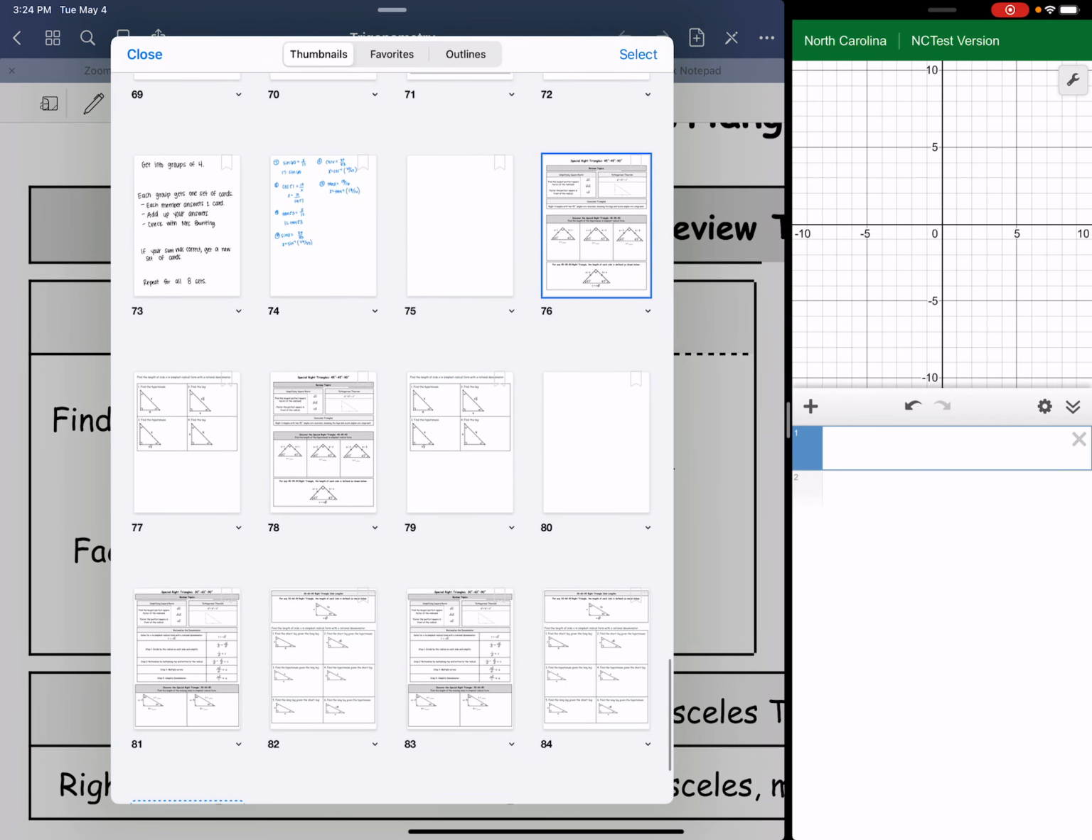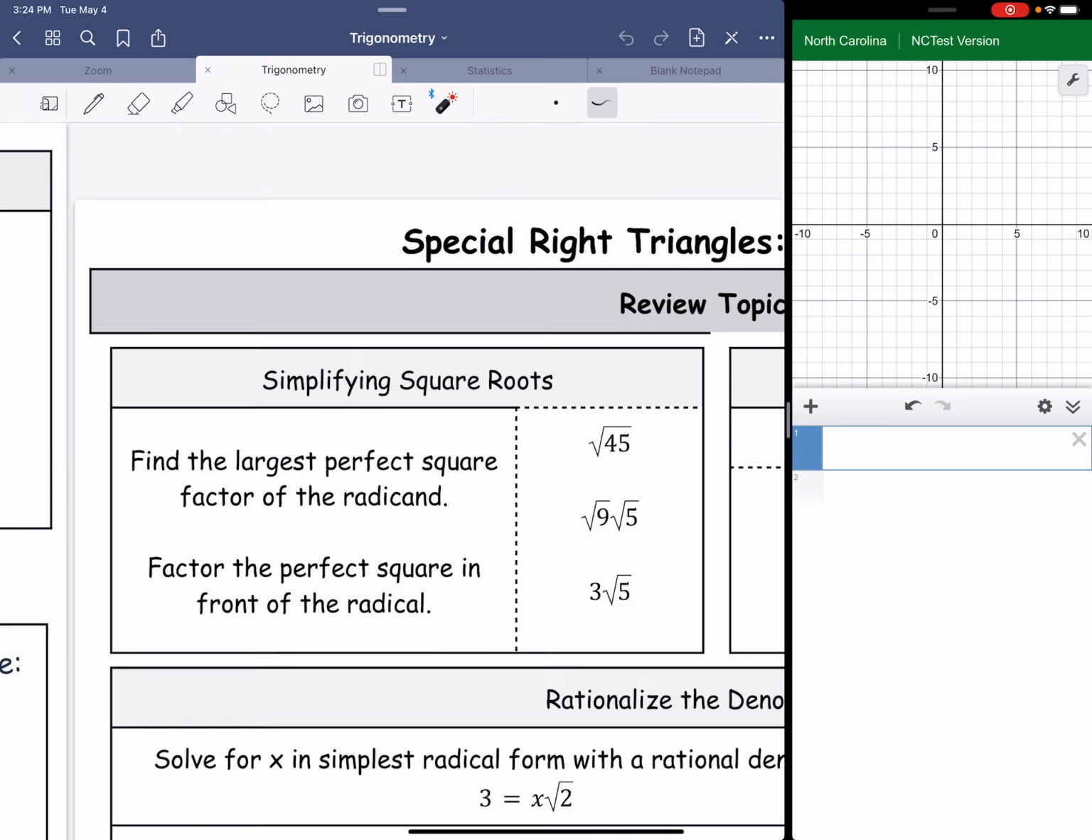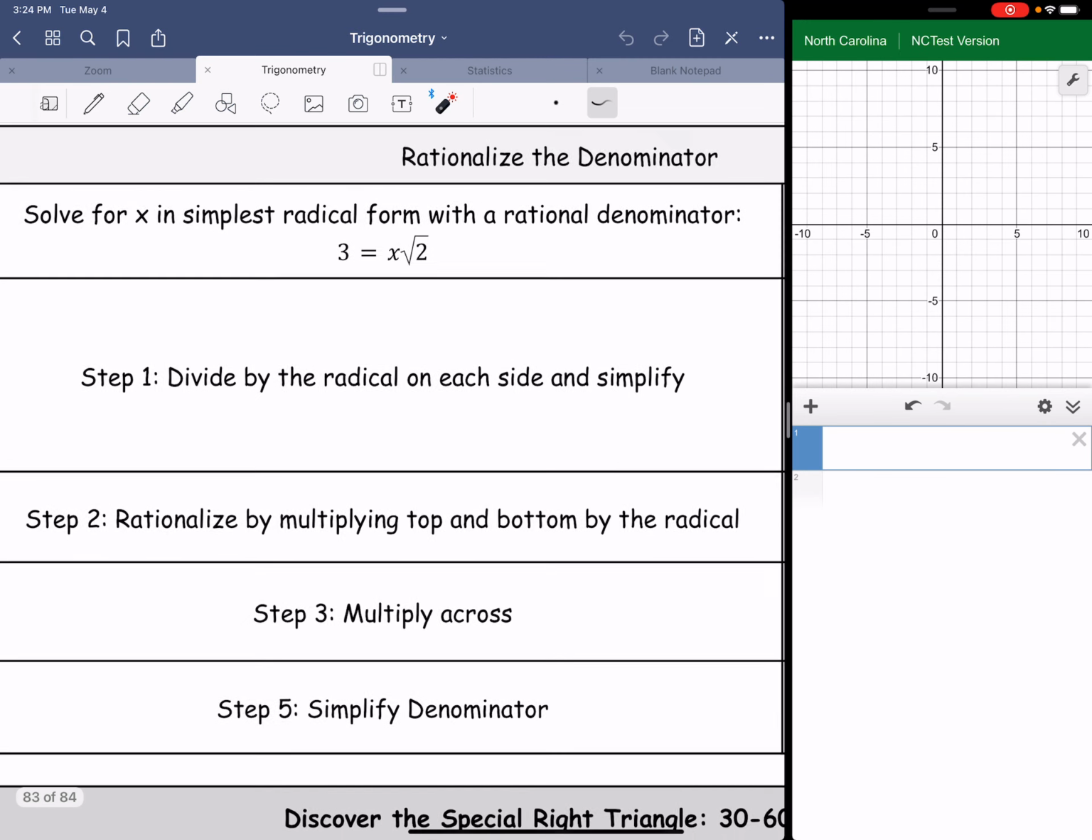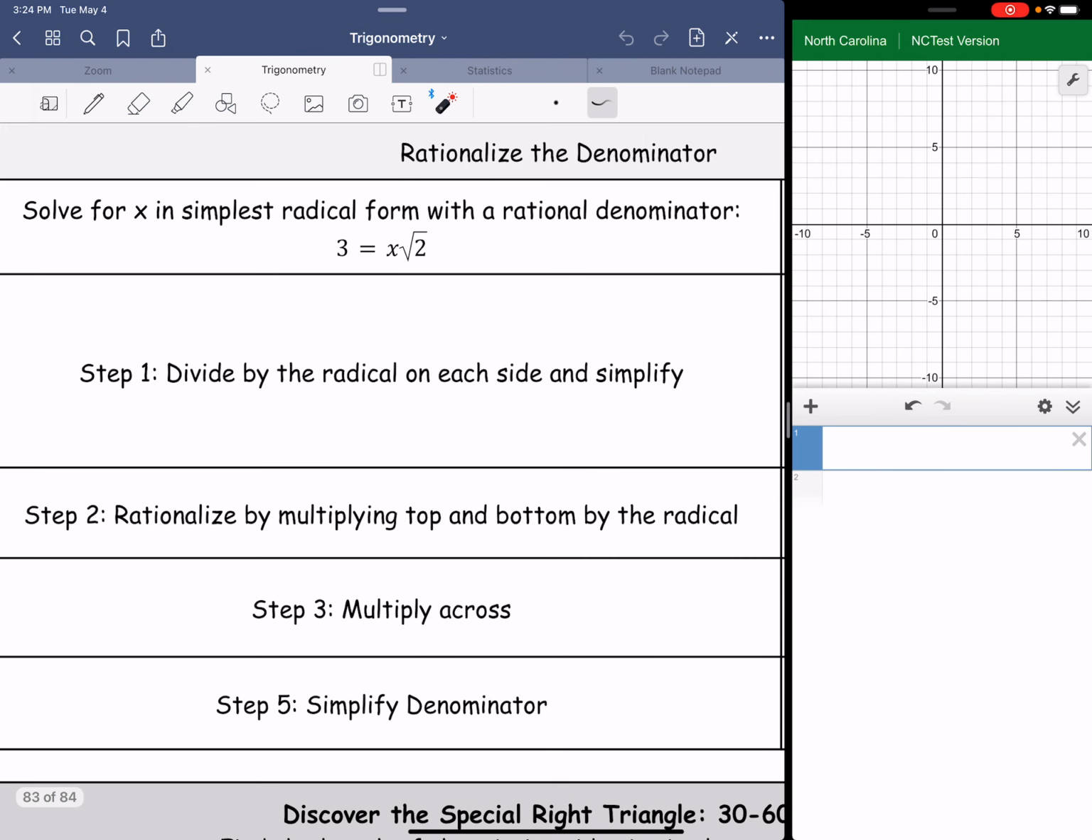Also with radicals, we need to review rationalizing the denominator. So anytime you have a denominator, meaning you have a fraction, and there's a radical in the bottom, you're going to multiply the top and the bottom by that radical. So let's say we have this equation, and we want to solve this with a rationalized denominator. So pretty simple process here. We want to get x by itself, so we need to divide by the square root of 2 on each side.